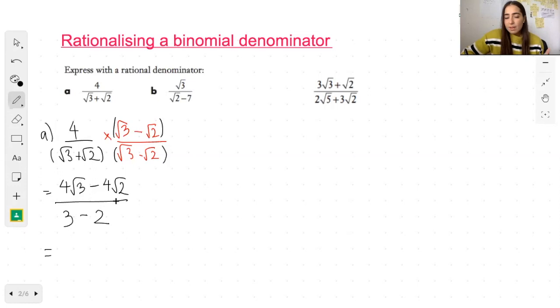Now, with the top, there's no way we can simplify that anymore because we can't simplify these surds. So we simply write it as it is. And 3 minus 2 is 1. So we can just write this without the denominator.